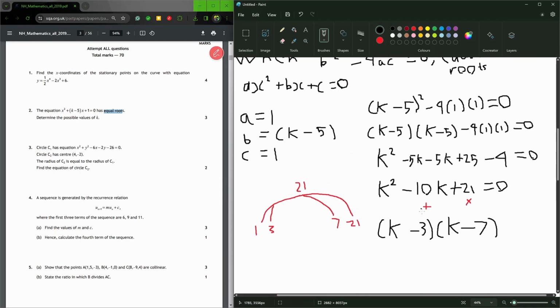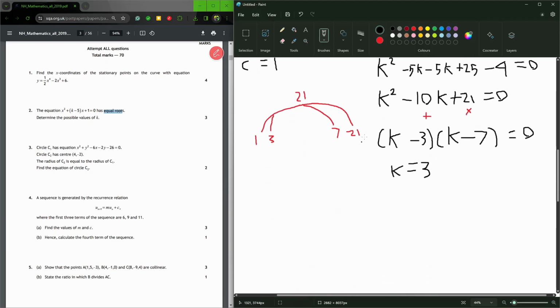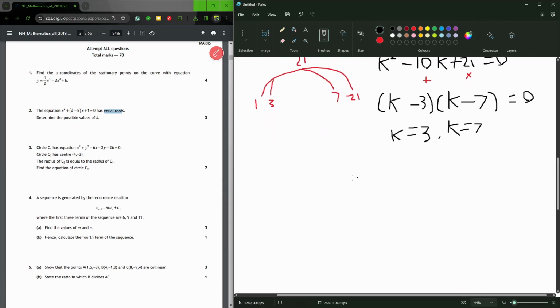So then we can just go k equals 3. Because remember, this equals 0. And when it has something equal to 0, either this is 0 or this is 0. I'm just simplifying it because I already showed you up there. But k equals 3, because if you put 3 in there, that would equal 0. And on the same vein, k equals 7. Because if you threw 7 in there, that will equal 0. And that should be your answer.